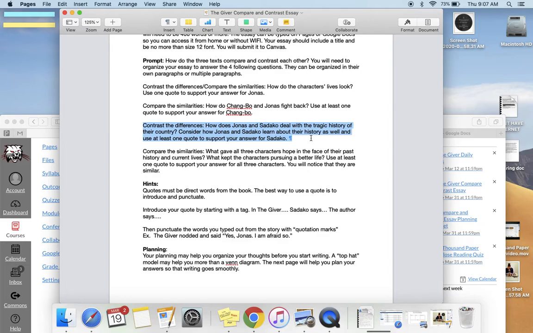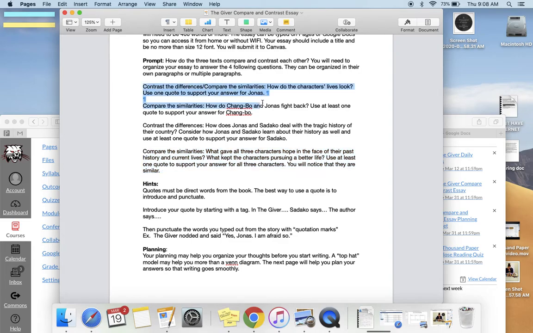Compare the similarities, this last question. What gave all 3 characters hope in the face of their past history and current lives? What kept the characters pursuing a better life? What kept them going? Use at least one quote to support your answer for all 3 characters. You'll notice that they are similar. They all have similar reasons to want a better life, to hope for something better. And I need a quote from each.